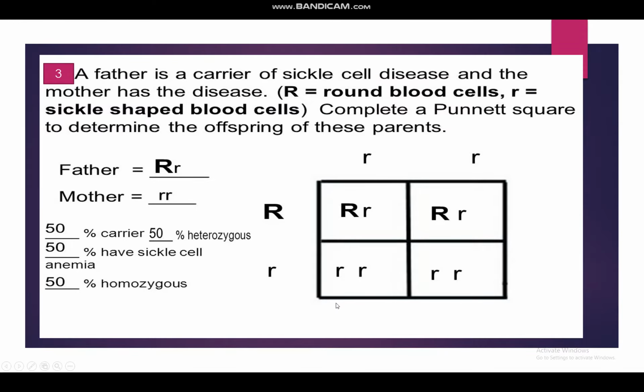Now in the third type of case, the father is a carrier of sickle cell disease and the mother has the disease, that is, she is showing the sickle cell disease syndrome. You can see that the father is heterozygous and the mother is homozygous recessive. So 50% of the offspring are heterozygous and they are carriers, and 50% are homozygous and have sickle cell anemia.